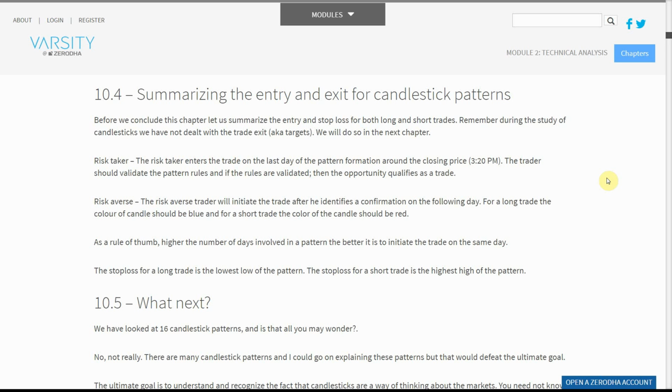Risk-taker. The risk-taker enters the trade on the last day of the pattern formation around the closing price, 3:20 p.m. The trader should validate the pattern rules, and if the rules are validated, then the opportunity qualifies as a trade. Risk-averse. The risk-averse trader will initiate the trade after he identifies a confirmation on the following day.